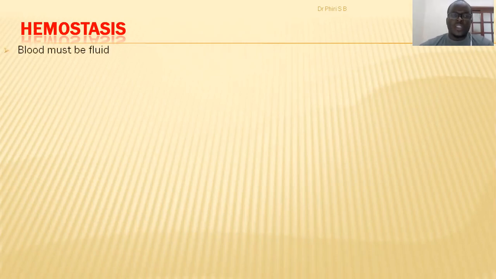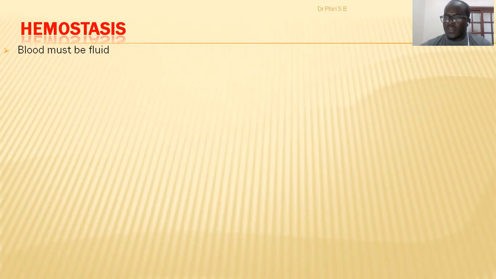What you need to know is that blood must be fluid. In the cardiovascular system, you don't want blood to start clotting when there is no damage to the endothelium. Why? It's because you need this blood to be in fluid form to move from one part of the body to the next. So it has to remain in fluid form.